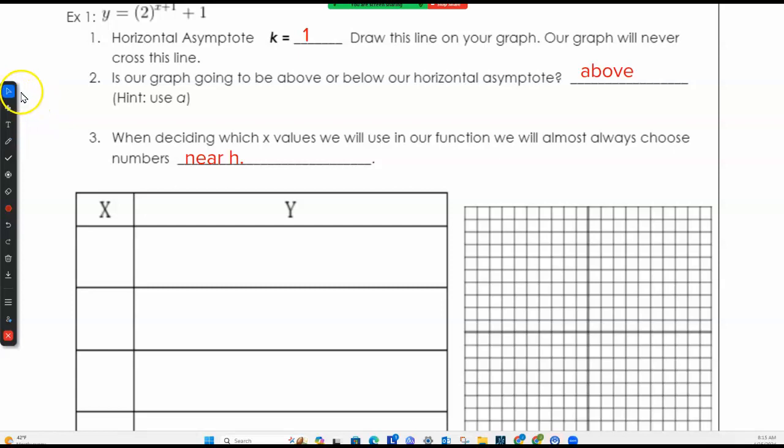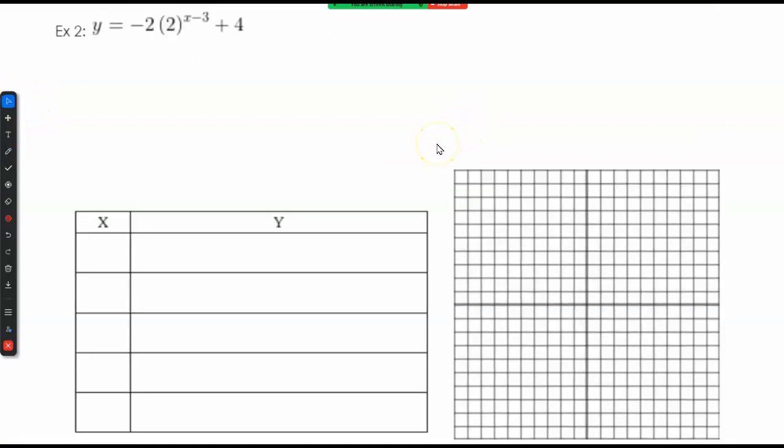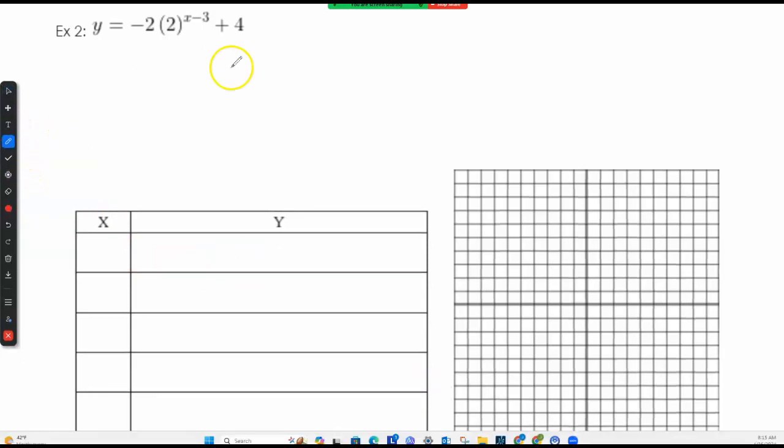Let's try another one. -2 times 2 to the x minus 3 plus 4. All right, well, let's go through the same steps we had on the last question. Let's figure out what k is. K equals 4. So our line should never cross 4.